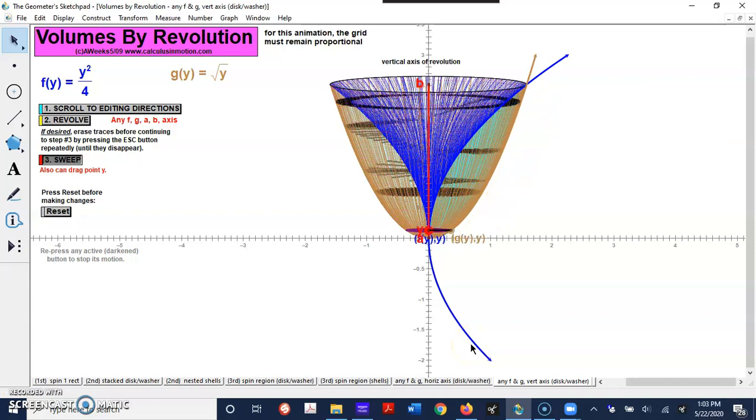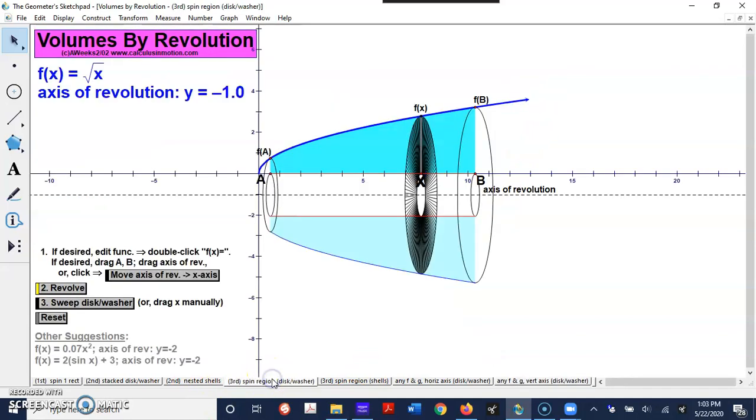That washer is circular, so you can find the volume of that, but we need to take into account the outer radius and the inner radius. We need to take into account finding the radius from the top to the axis of revolution, and from the lower to the axis of revolution. Two different radii.